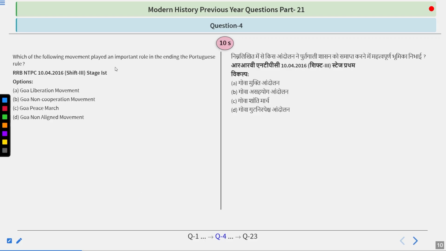Which of the following movements played an important role in ending Portuguese rule? Options are Goa Liberation Movement, Goa Non-Cooperation Movement, Goa Peace March, or Goa Non-Aligned Movement. So think about it, guys.